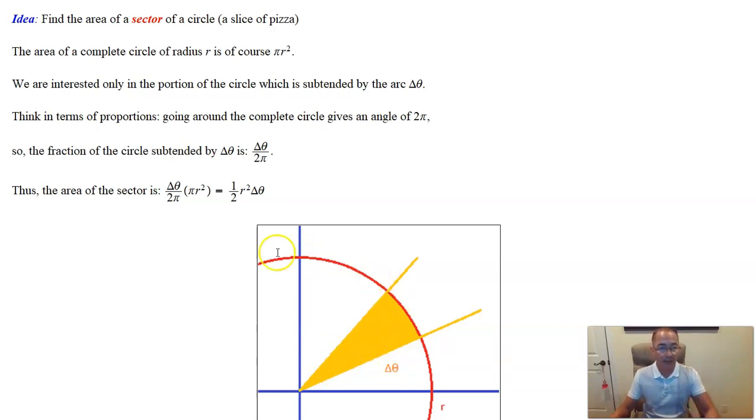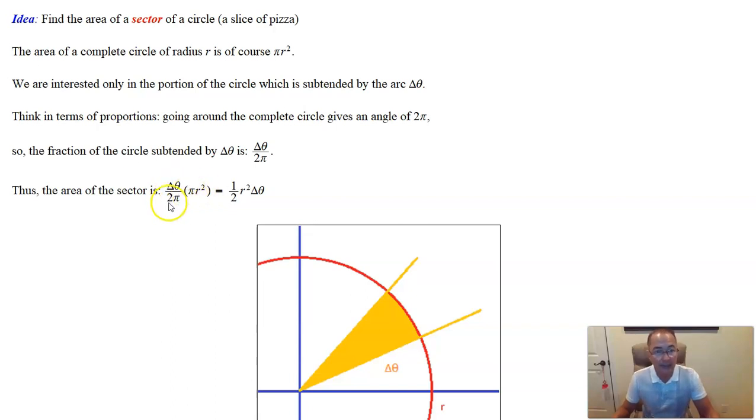Okay, so if the angle made by this sector is delta theta, how much of the circle are we looking at? Well, the entire circle makes an angle of 2 pi. Everybody knows from basic trigonometry, one complete revolution of a circle is 2 pi radians. So the fraction of the circle which is subtended by delta theta is delta theta divided by 2 pi. Okay, so that's the portion of the whole that this orange slice of pizza occupies. Well, the whole, as we said, is pi r squared. So multiply the whole by the fraction.